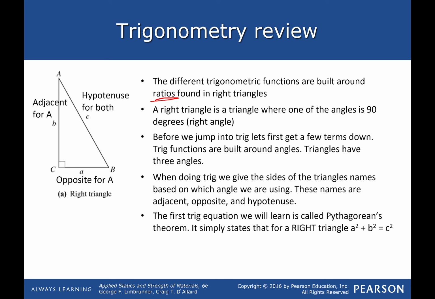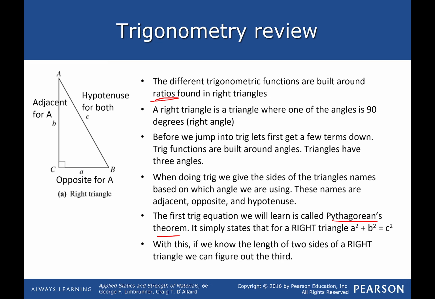Okay, now the first trig equation we're going to learn is called the Pythagorean Theorem. It simply states that for a right triangle, and only a right triangle, a squared plus b squared equals c squared. That's taking the sides right here and saying how they're related. A squared plus b squared equals c squared. So if you know two sides of a right triangle, you can find the third.